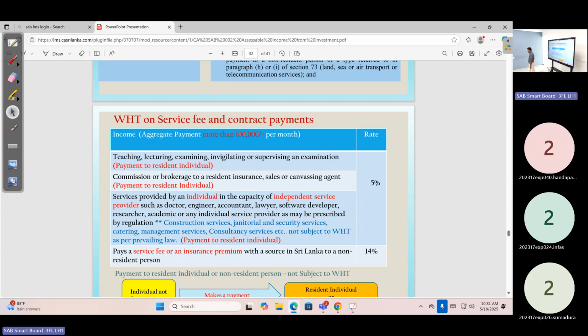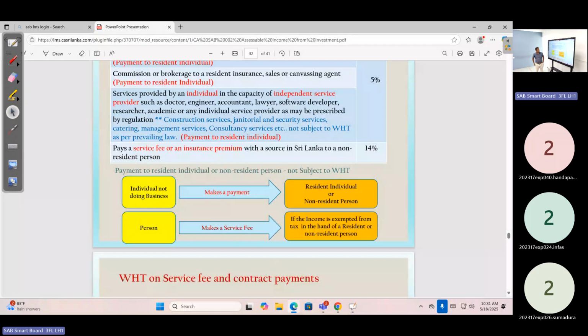Not yet. Previously we had a gazette notification. Some said that we have a gazette notification. What are the prescribed services? It has not been issued yet. Service fee payment or insurance premium sourced in Sri Lanka, or service fee or insurance payment to a non-resident, is 14%. Right? If it is not doing business, again, it's not tax applicable.